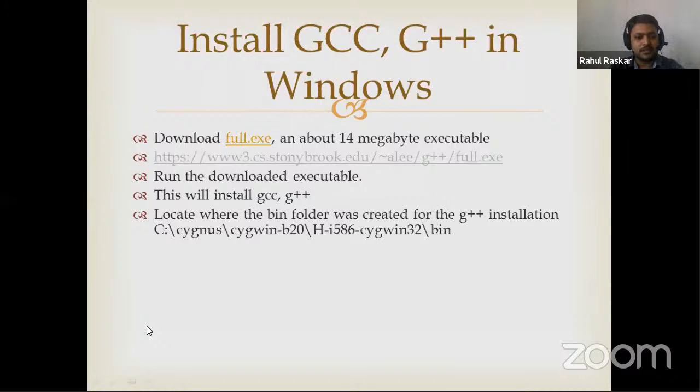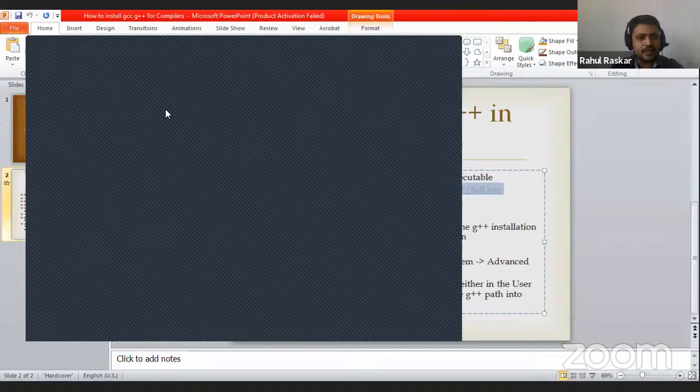Again, minimize that presentation. Go to the computer, go to the C drive, then go to the Cygnus, then Cygwin, under that H, then bin. In that you can see here, go to the G, here G++ is present, GCC is present. So these compilers are installed in our system.